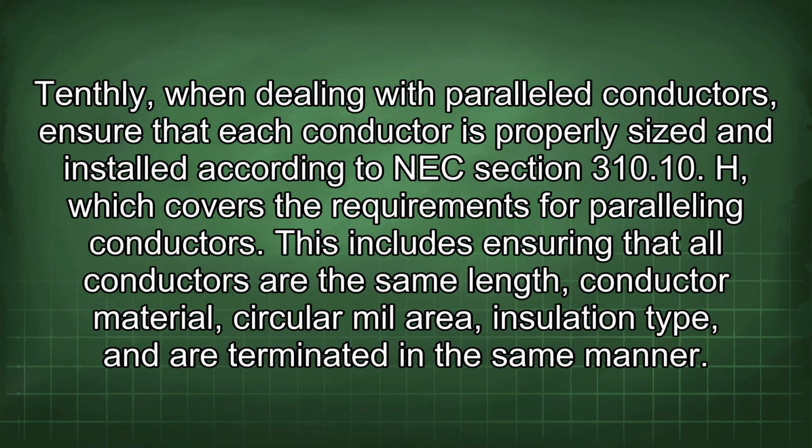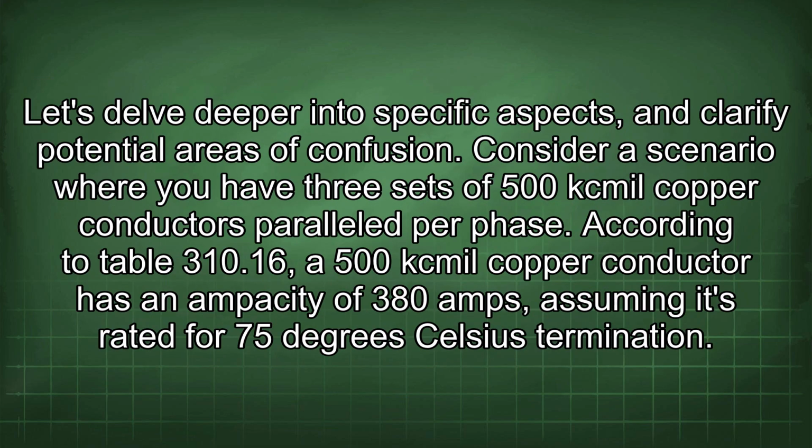Tenthly, when dealing with paralleled conductors, ensure that each conductor is properly sized and installed according to NEC Section 310.10(H), which covers the requirements for paralleling conductors. This includes ensuring that all conductors are the same length, conductor material, circular mil area, insulation type, and are terminated in the same manner. Let's delve deeper into specific aspects and clarify potential areas of confusion.